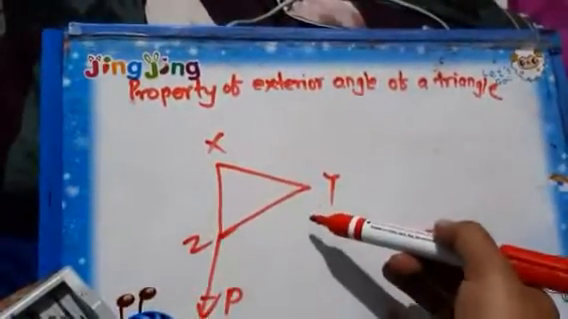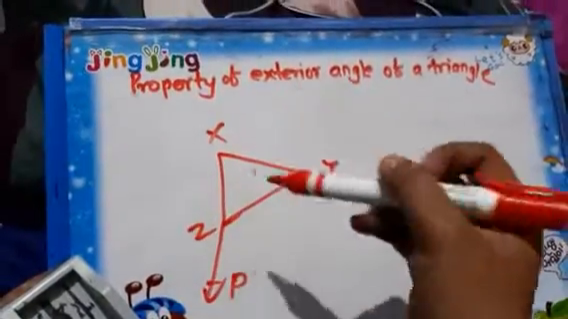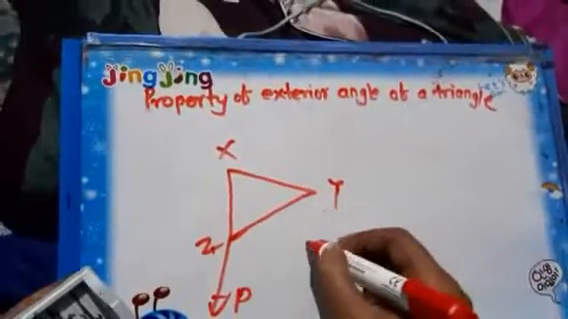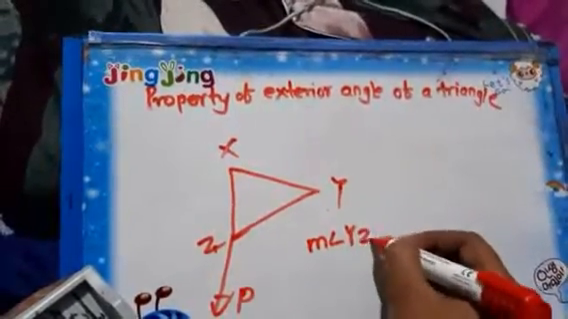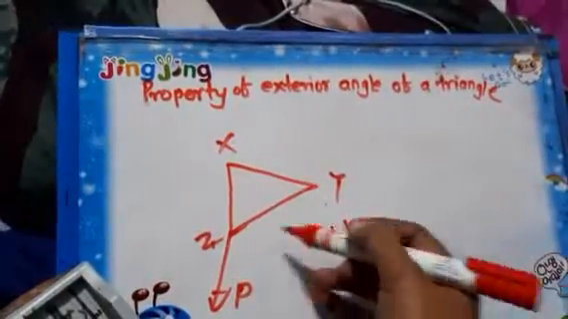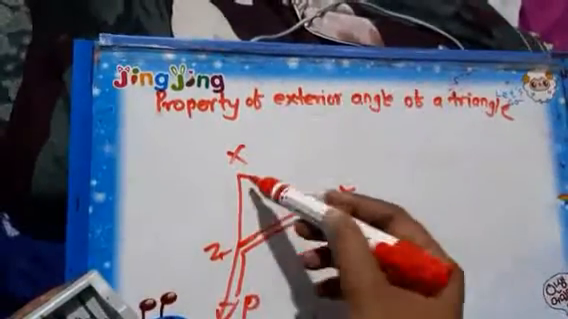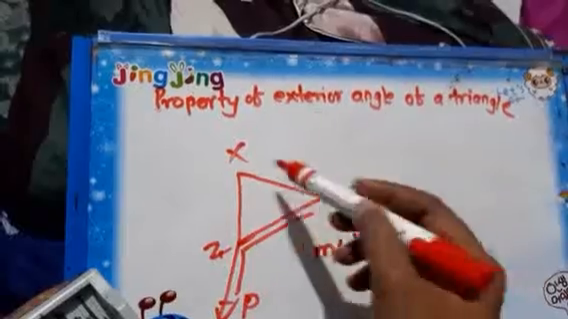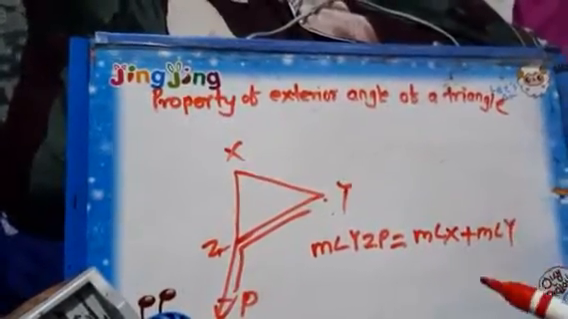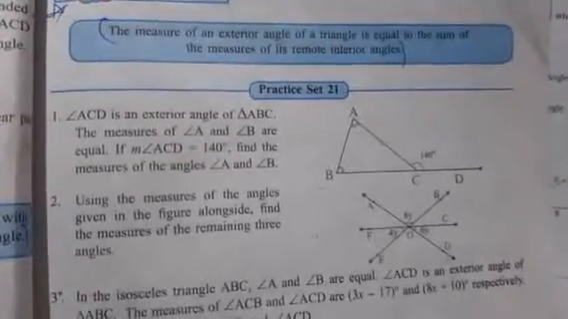Can you write the property of the exterior angle of a triangle for this triangle XYZ? Here the exterior angle we have taken is YZP. So what will we write? Measure of angle YZP is equal to what? Sum of remote interior angles. So for this exterior angle, which are the remote interior angles? These two, X and Y. So it will be measure of X plus measure of Y. So based on this property, we will solve practice set 21.